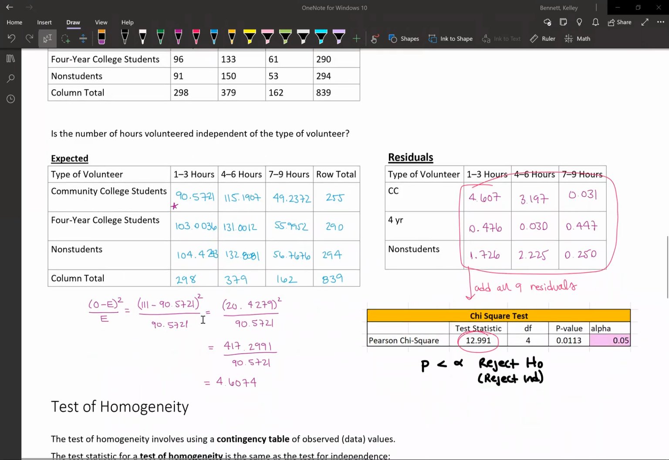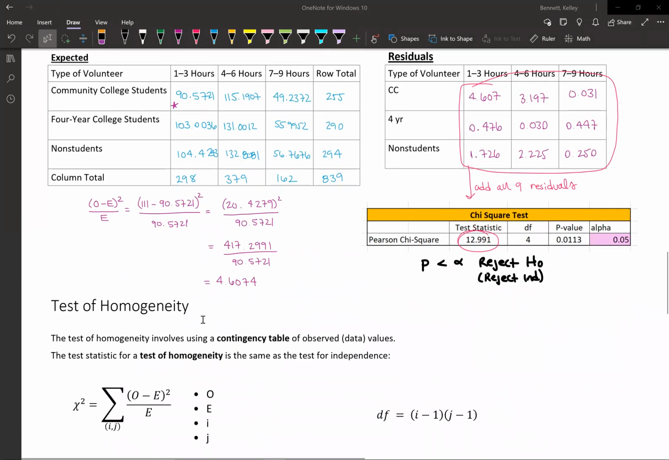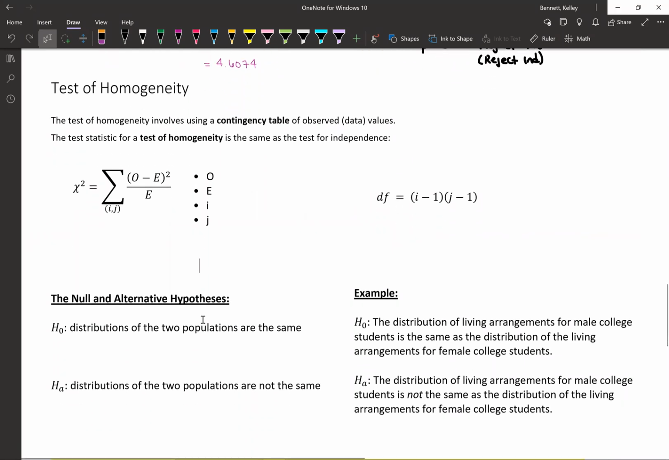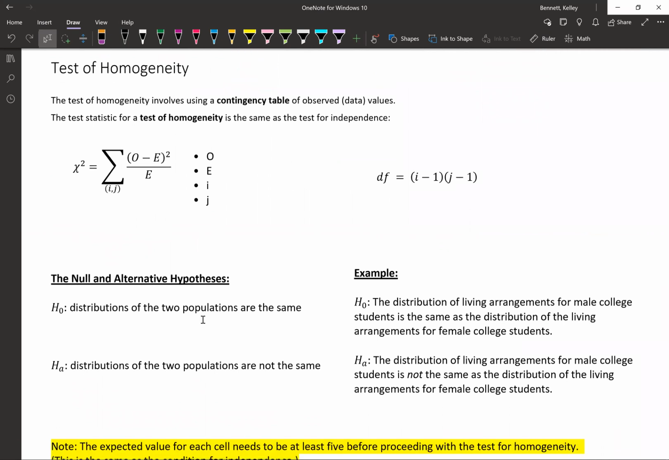So the next test is going to go pretty much the same way. We're going to do a test of homogeneity, and this is just a test of sameness, meaning I want to test if 2 things are the same or not. So the test of homogeneity is also going to use a contingency table. We have the same sum of residuals with the same definitions for O, E, I, and J: observed, expected, number of rows, number of columns. The degrees of freedom is computed in the exact same way.